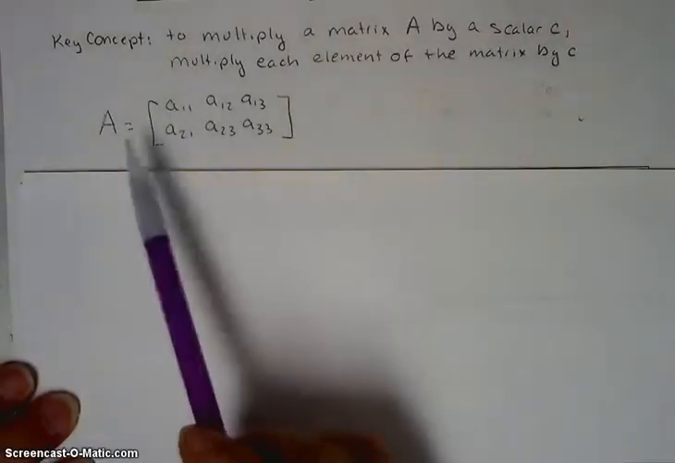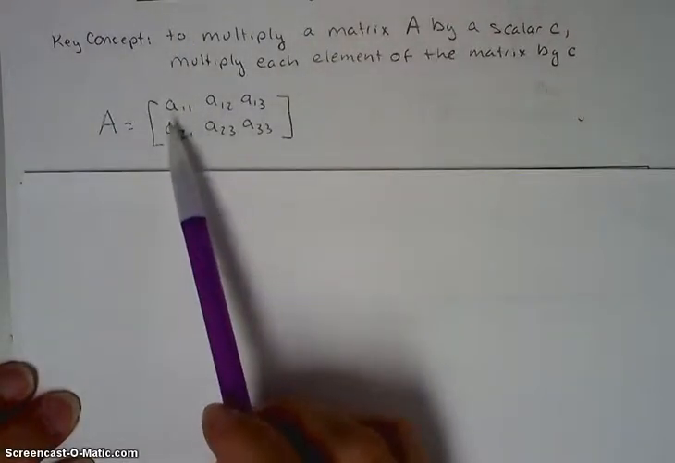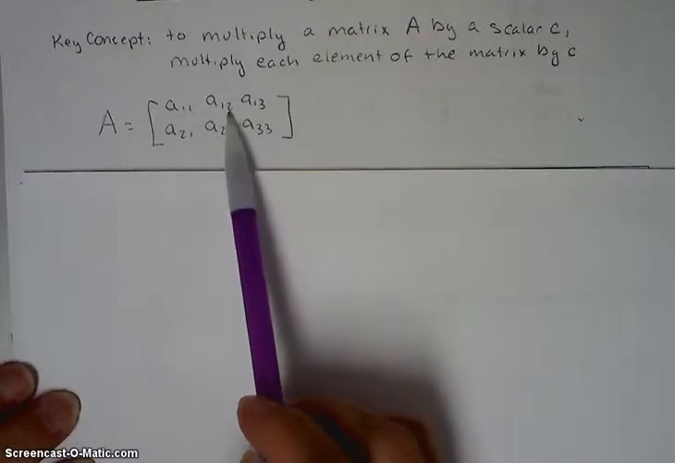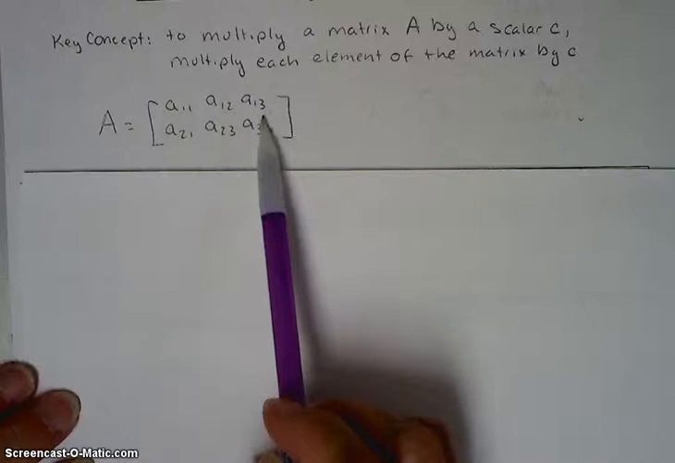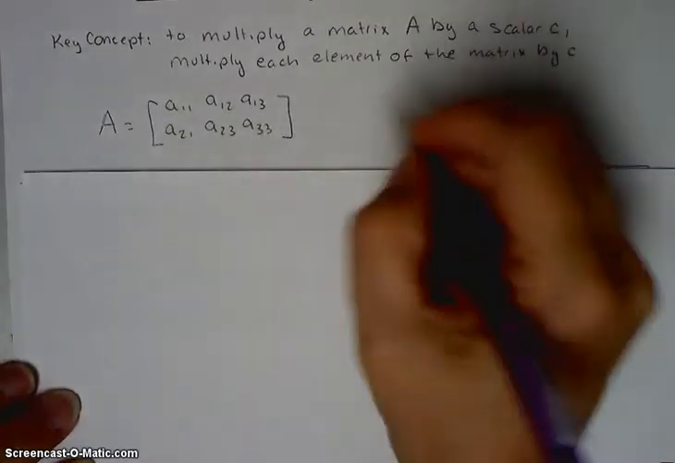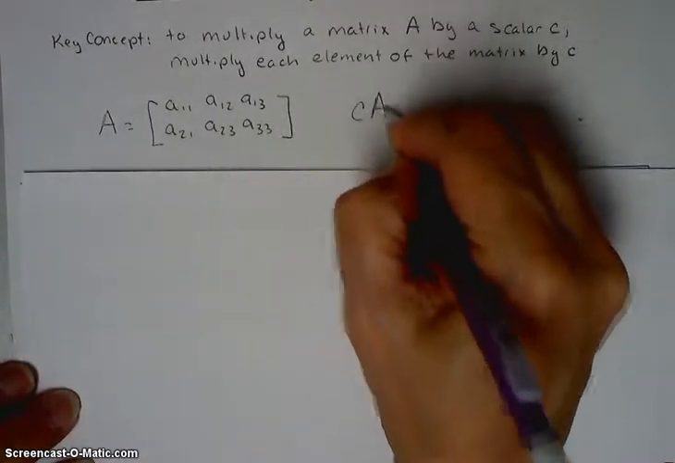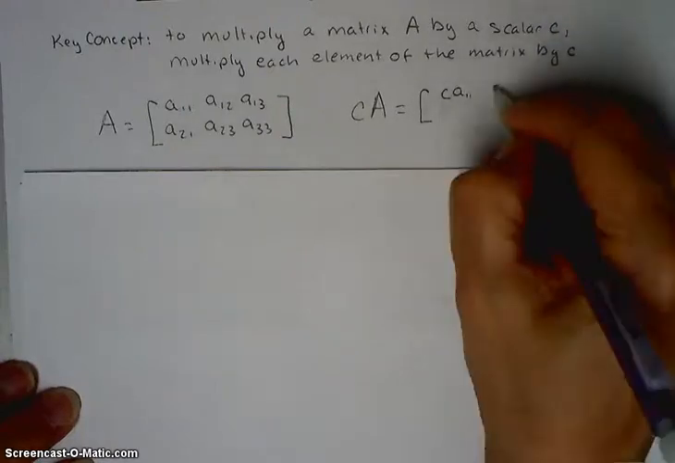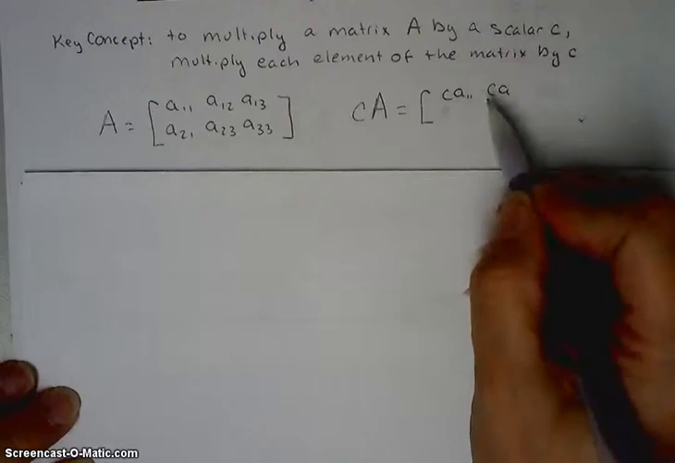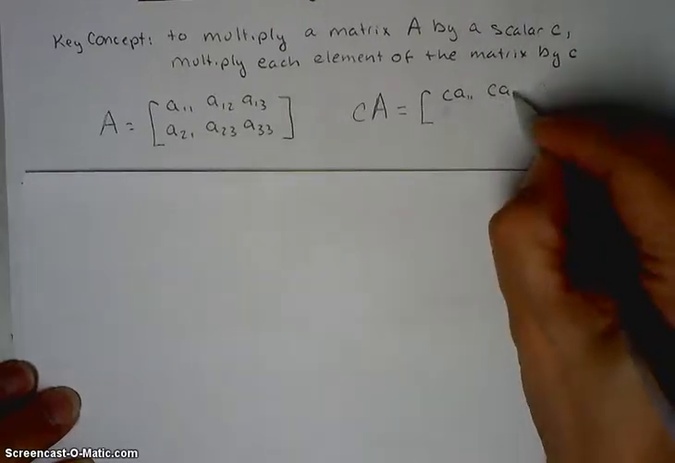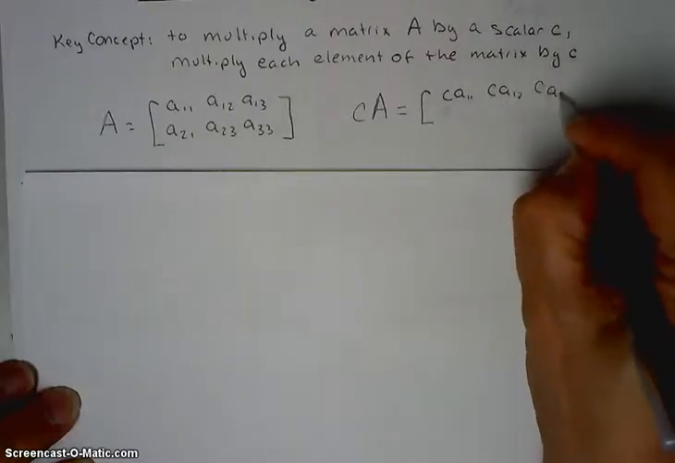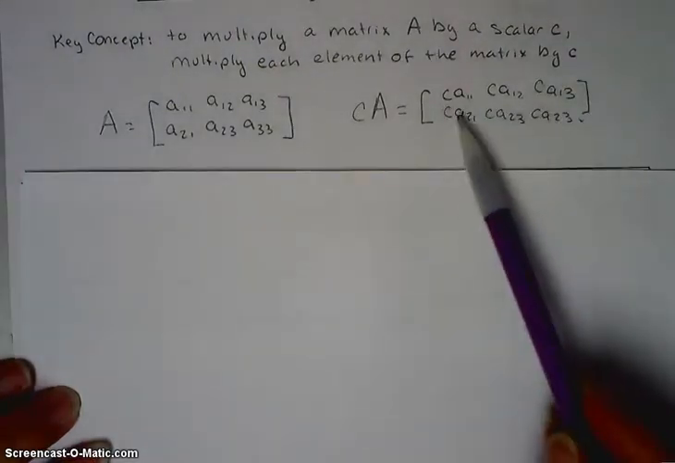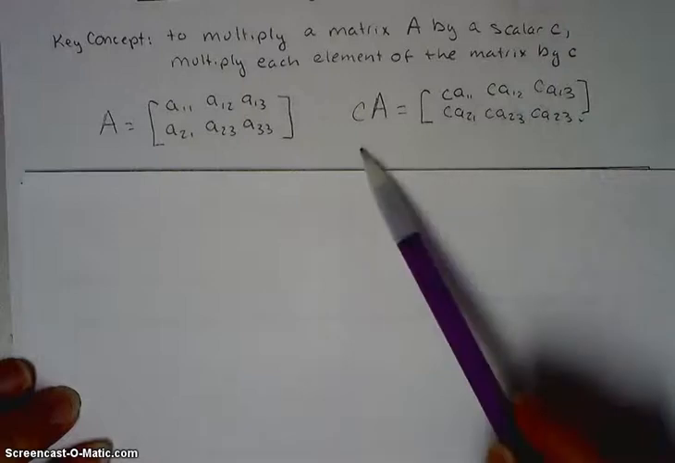So if I'm given matrix A here with all my elements, where I have A11, this is A row 1 column 1, A row 1 column 2, A row 1 column 3, and so on. If I multiply that by some scalar C, then I would multiply each individual element by that scalar C, where I have C times A11, C times A12, C times A13. And you would continue on until you get each individual element of the matrix multiplied by that scalar C.